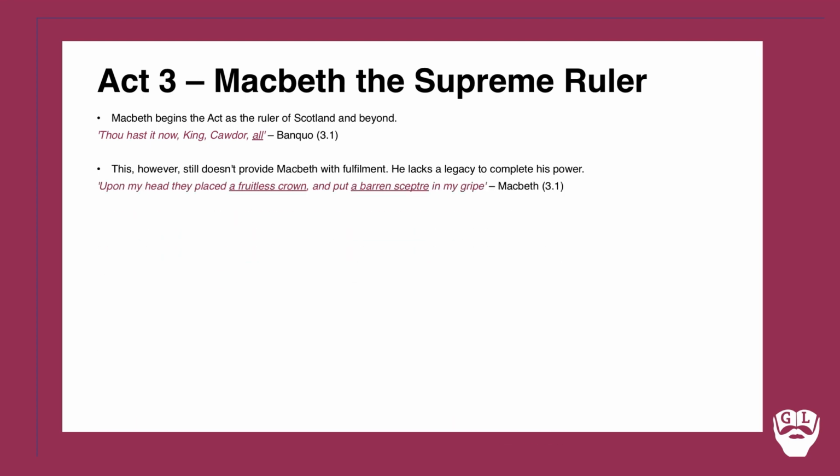He's quoted as saying, "Upon my head they placed a fruitless crown and put a barren sceptre in my gripe." The they here meaning the witches. Notice this quote, fruitless crown, barren sceptre. These phrases here are really, really important. We're talking here about the common symbols of being a monarch, the crown and the sceptre, the stick, as it were, in layman's terms. He's saying here, by them being fruitless and by them being barren, that he's commenting on the language of fertility, that he can't actually become a ruler with a legacy. So he's at the peak of his powers, but he's mournful with it.